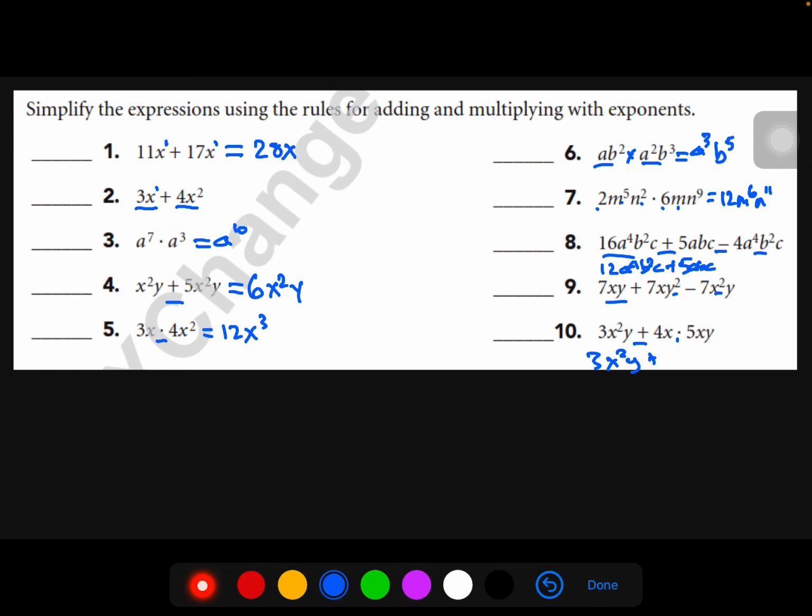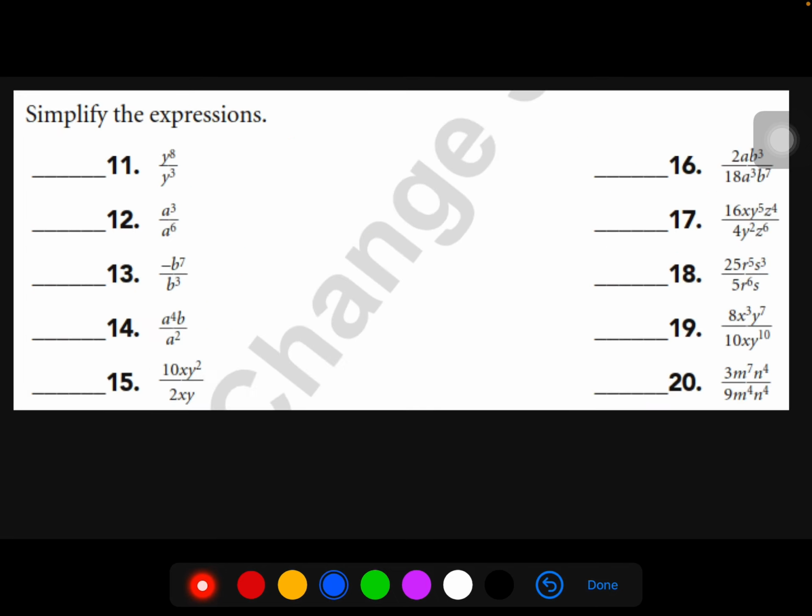So that's plus 4 times 5 is 20. And then we'll multiply that x to the 1st by x to the 1st and get x squared. And then we can just tack that y on the end there. Next one. Now we're dividing. 8 minus 3 is y to the 5th. 3 minus 6 is a to the negative 3.